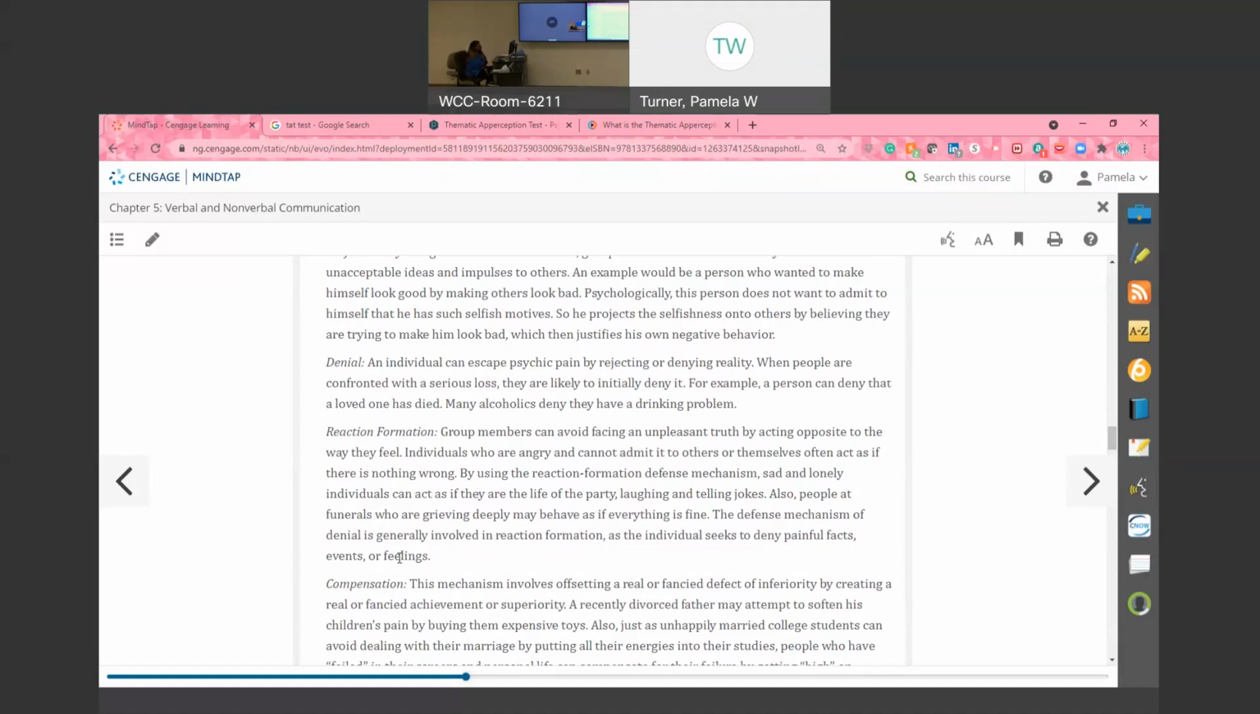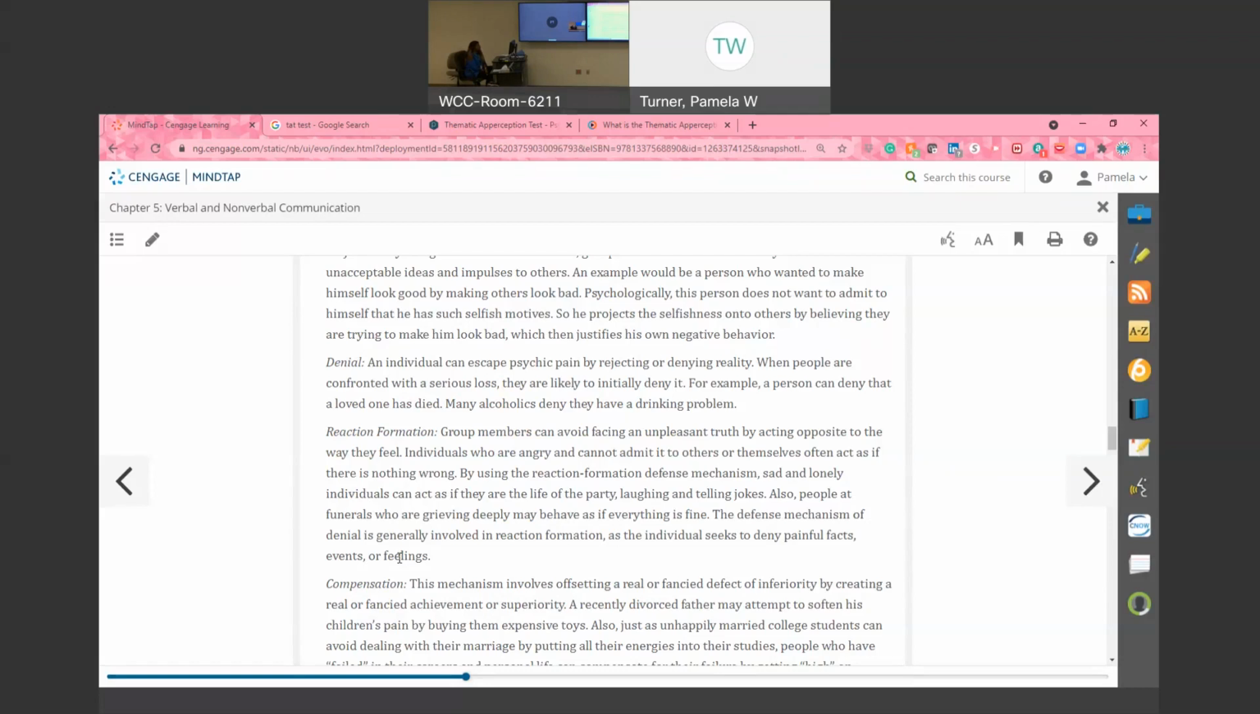The book describes it as group members can avoid facing unpleasant truths by acting opposite to the way they really feel. Individuals who are angry and cannot admit it to others or themselves often act as if they've done nothing wrong. By using the reaction formation defense mechanism, sad and lonely people can act as if they're the life of the party, laughing and telling jokes, right? So if I'm truly sad and unhappy, that reaction formation would be I'd be the life of the party. That's opposite of how I really feel.